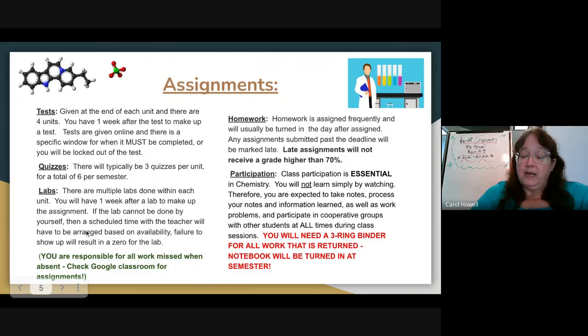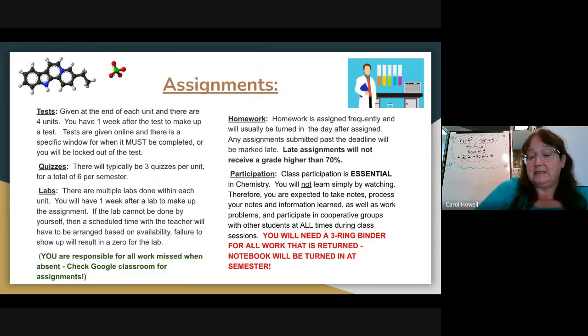So if a student is absent, that's really the only thing we have to worry about with assignments here. If your student misses school, please encourage them to see me as soon as possible for any assignments that were missed so that they can make them up, especially tests and quizzes.